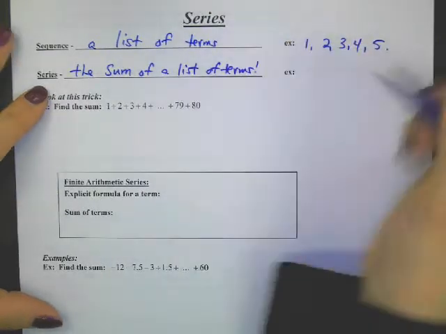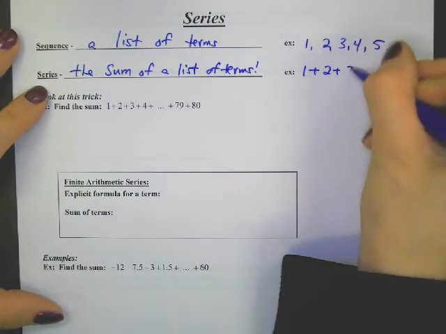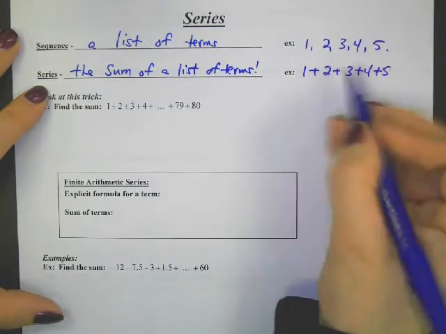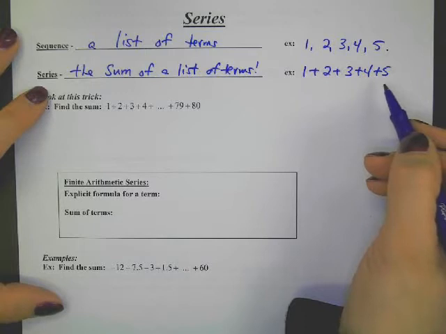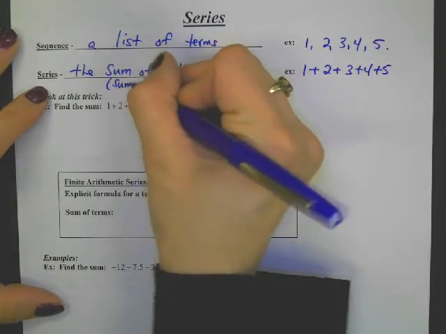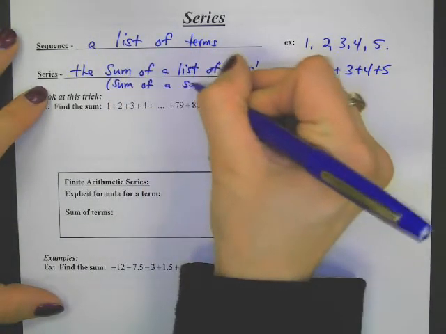So what's the big difference? 1 plus 2 plus 3 plus 4 plus 5. It's a sequence that's being added. Okay, so you could say the sum of a sequence.